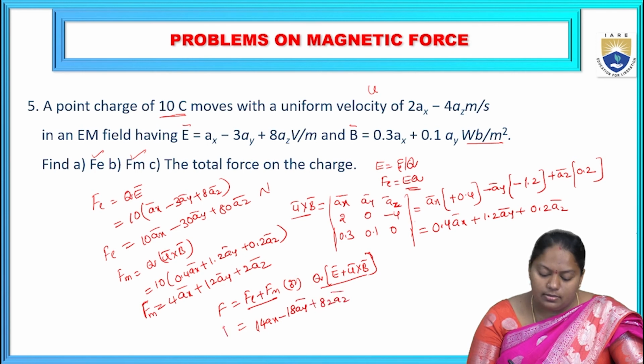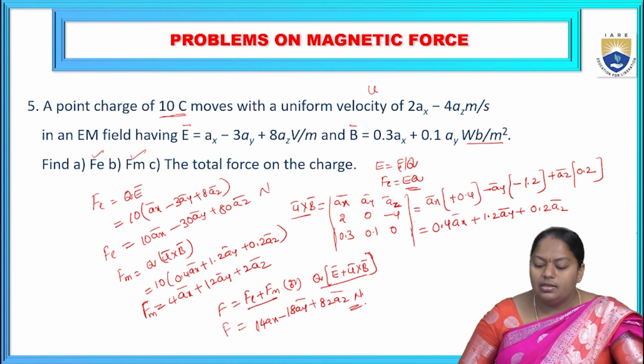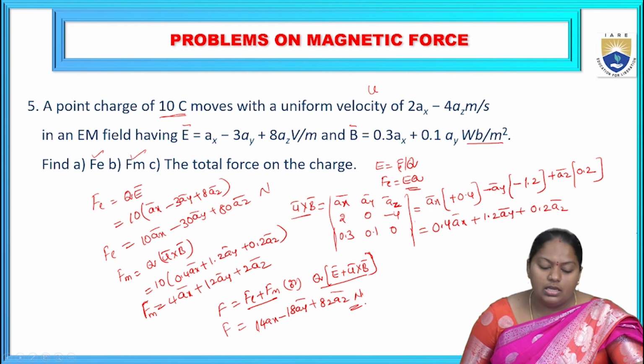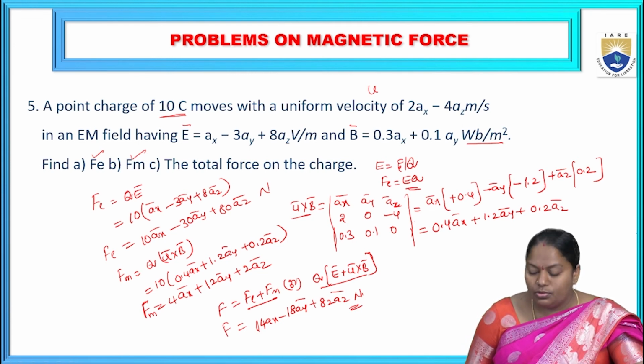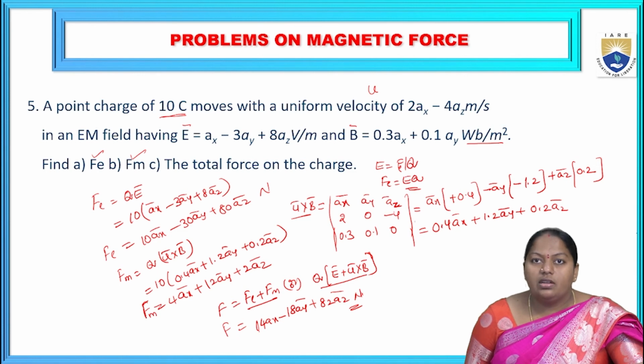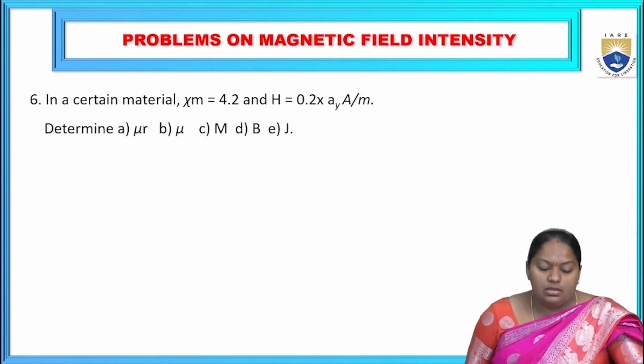AZ newtons. This is the way we can measure the electric force, magnetic force, and the force due to the electric as well as magnetic fields if the charge and the velocity, electric field intensity, and the magnetic flux density are given. Okay, next.